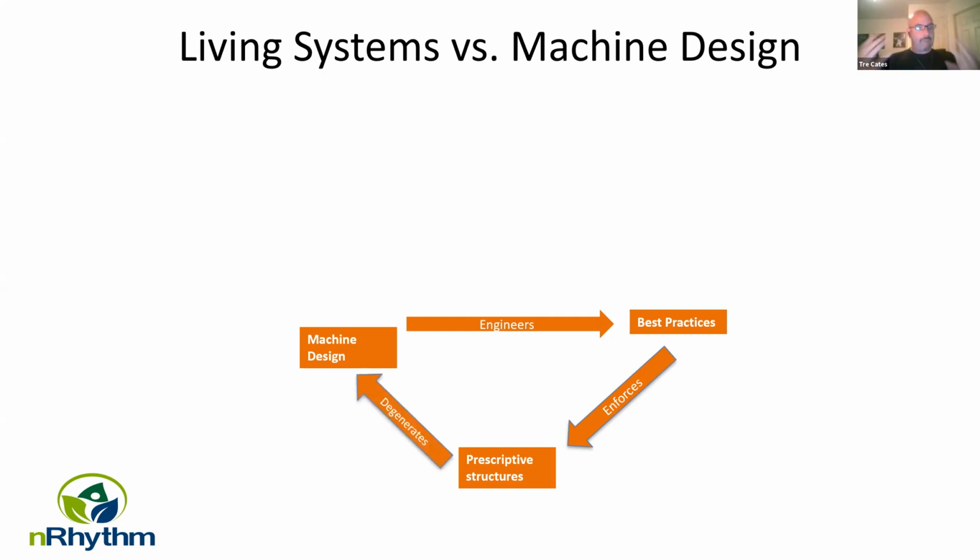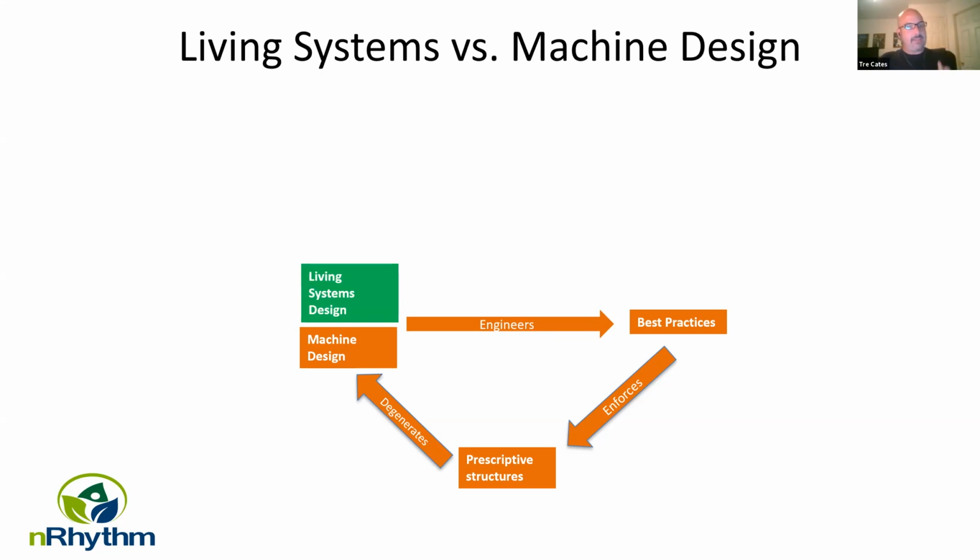Now, when we're talking about making things, of course we want to engineer things, and we want best practices, and we want prescriptive structures, because the beauty of a machine is that it can replicate itself and continue to create the outcomes over and over again. But when we apply it to a living system, people, the environment, we actually believe this kind of approach degenerates the health of the system.